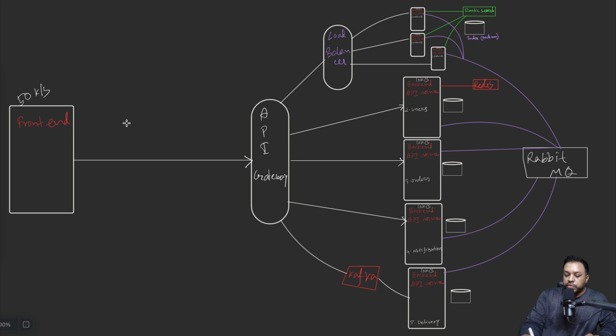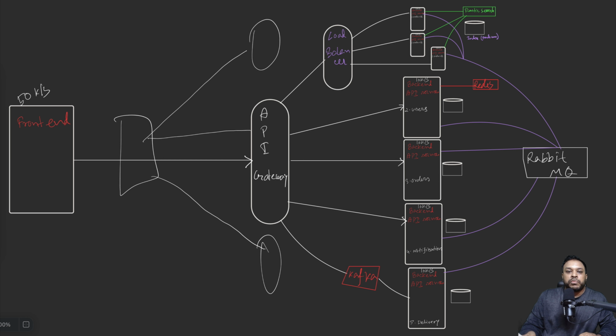See, we can even use a load balancer here, and multiple API gateways. So from this load balancer, we can distribute the load to multiple API gateways. That is also possible if we need that.